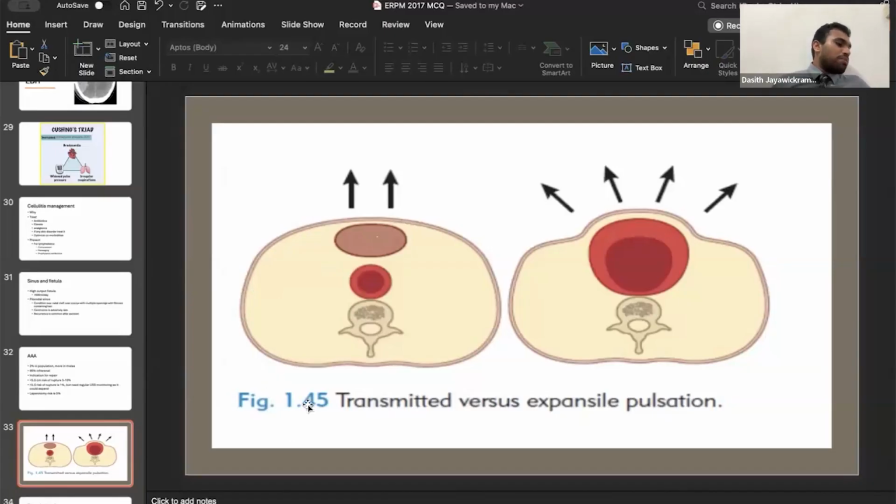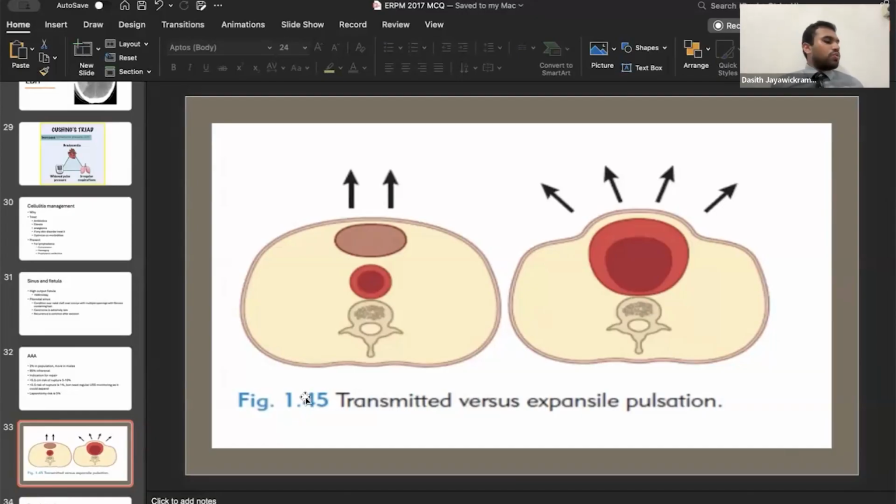So a lump which transmits pulse, what does an abdominal aortic aneurysm do? It does not transmit pulse. It's a true expansile pulsation. So it's false. Okay. Most commonly below the renal artery, yes, 95% infrarenal. So it is also true. More common in males, as I said, because of the smoking risk, the most commonly involved are males. It is also true.